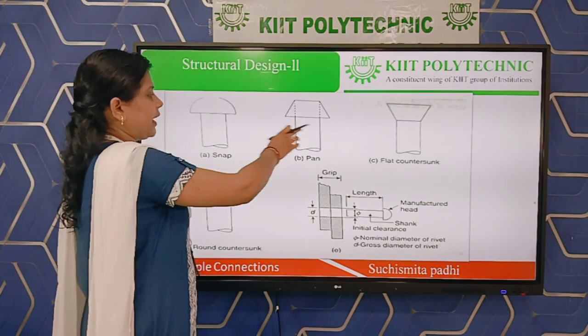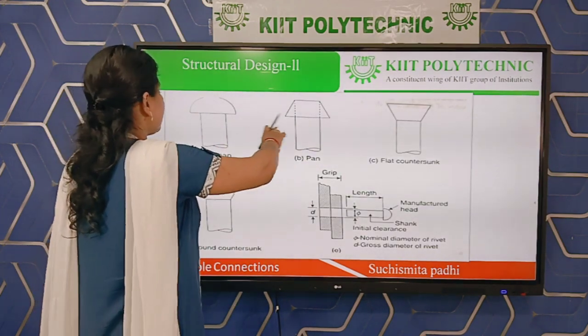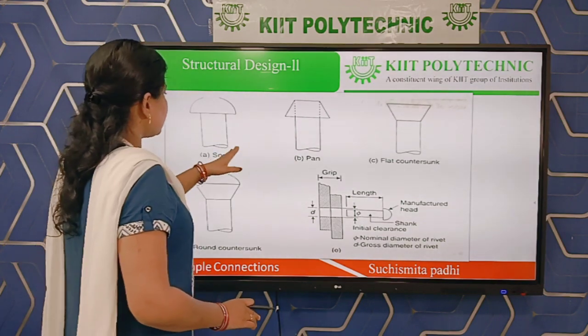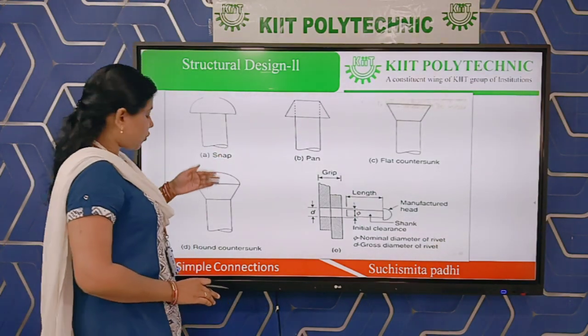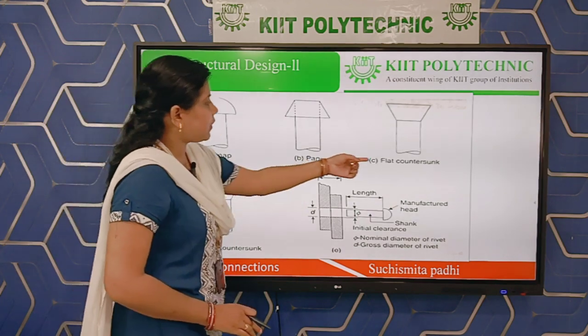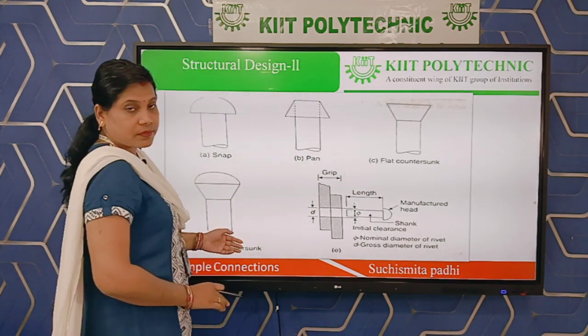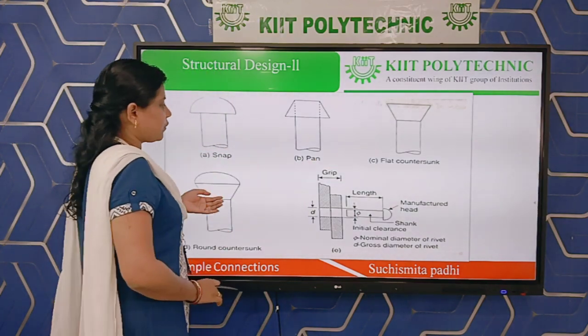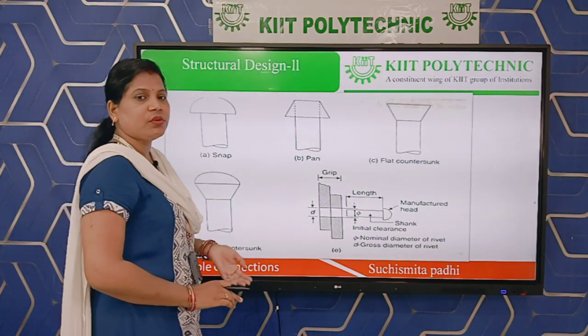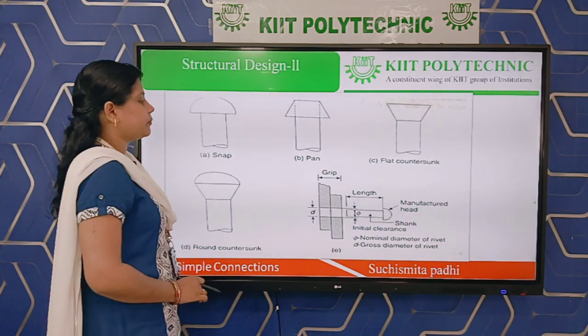So these are the line diagrams. If this question comes in the exam, then we will draw these figures, these line diagrams. This is very easy to draw. There is snap head, pan head, flat countersunk, round countersunk. These are the line diagrams of different types of rivets according to the shape of the head.